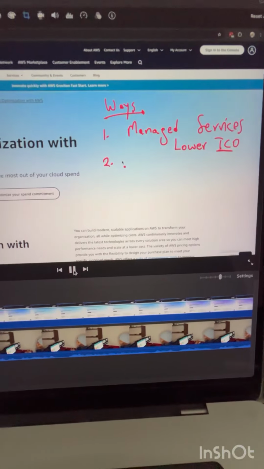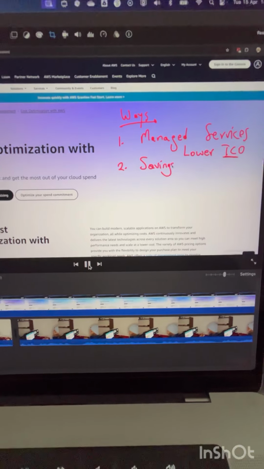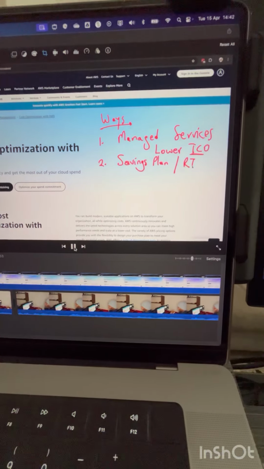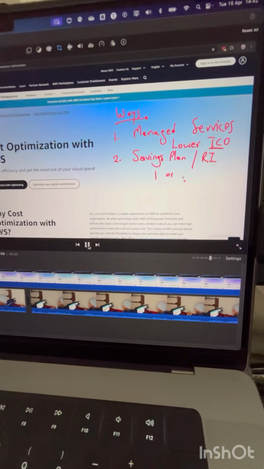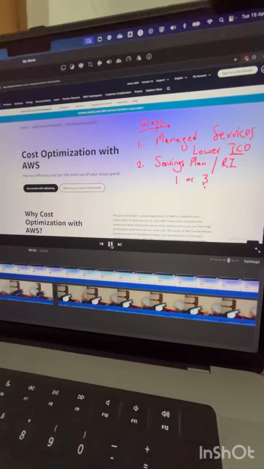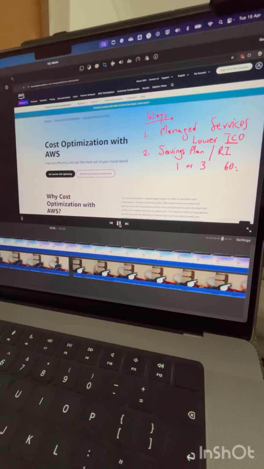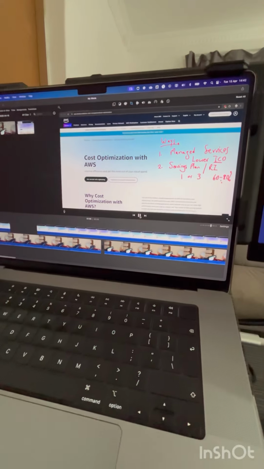You can also utilize savings plans and reserve instances. I'm not sure if you are aware of this. Most of the time when you spin up an instance, it is an on-demand instance. If you are going to run your instance for the whole entire 1 year, or potentially for 3 years, you can actually get a discount of somewhere between 60% to about 80% by utilizing reserve instances.